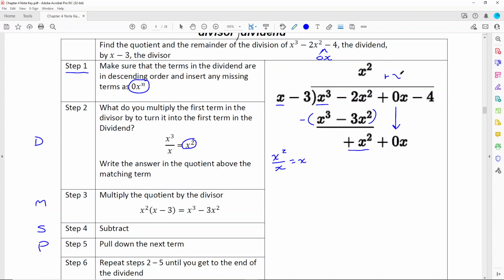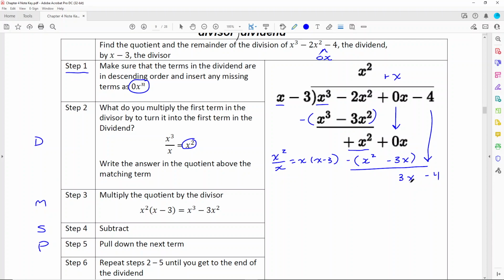That's the number that goes in my quotient. Now I'm going to multiply it by x minus 3. That gives me x squared minus 3x. And now I'm going to subtract. x squared minus x squared is gone. 0x minus negative 3x is just 3x. And then you pull down.